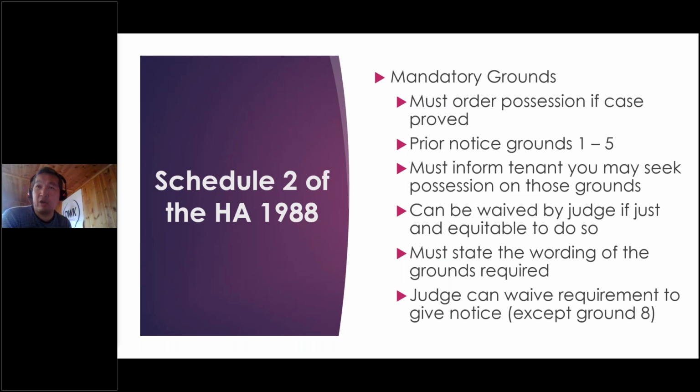That last point, or the second from last point, is you must state the wording in the grounds. Hence why I said earlier, if you don't have the wording for all the grounds, then let me know and I can send you my Word document for them all contained. Because if you don't do that, then there's a very good chance that your Section 21 notice will be invalidated, just to make you aware of that.